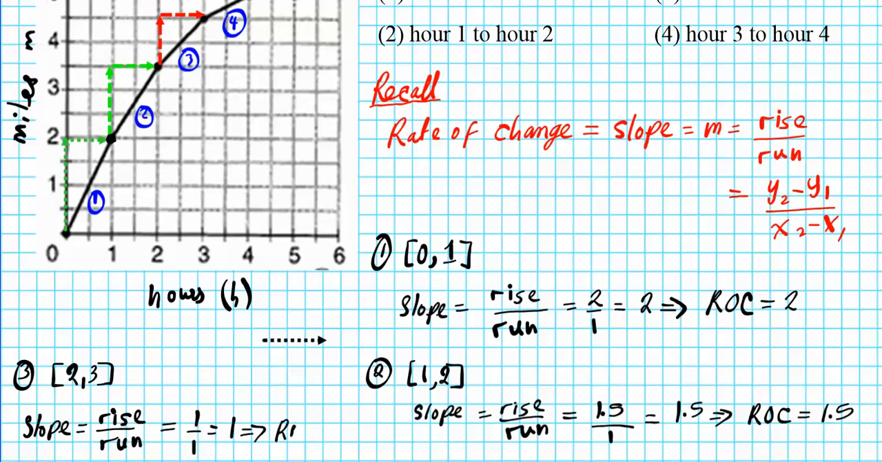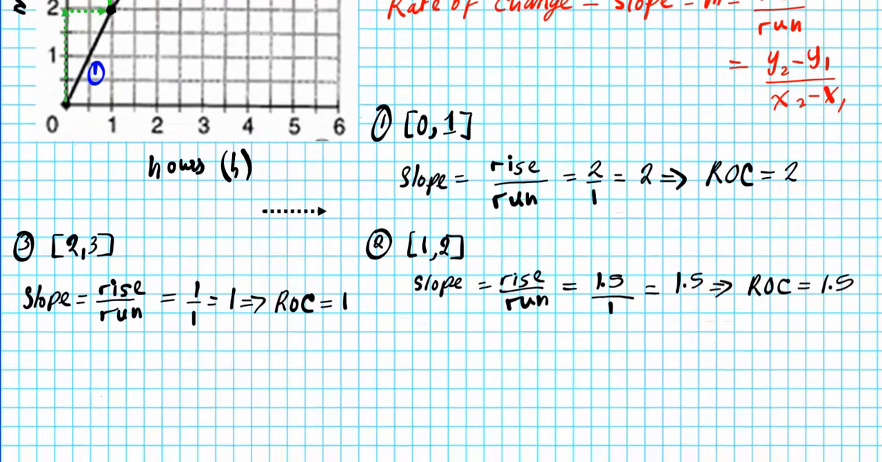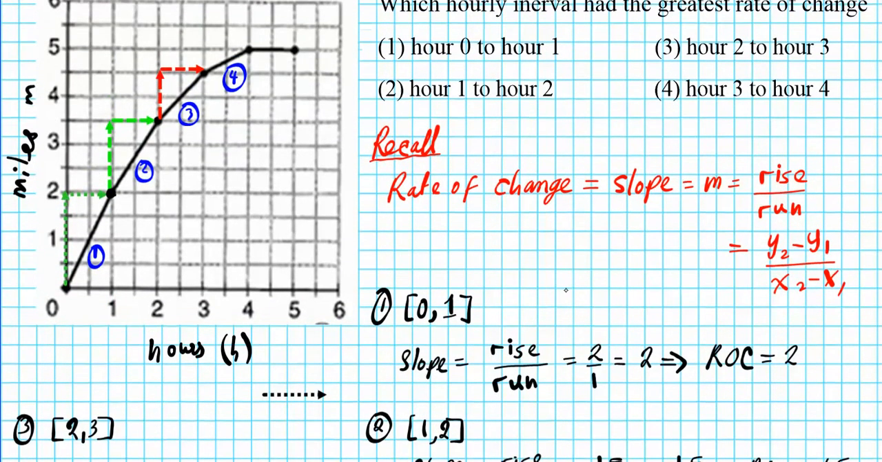So what's your rate of change here? It's the same as the slope, which is 1 also. Okay? All right, last interval is interval 4. We're going from 3 to 4. All right? So for interval 4, we're going from 3 to 4. And remember, your rate of change is your slope. So your slope is rise over run. So by how much are you rising and by how much are you running? So let's go ahead and do that.